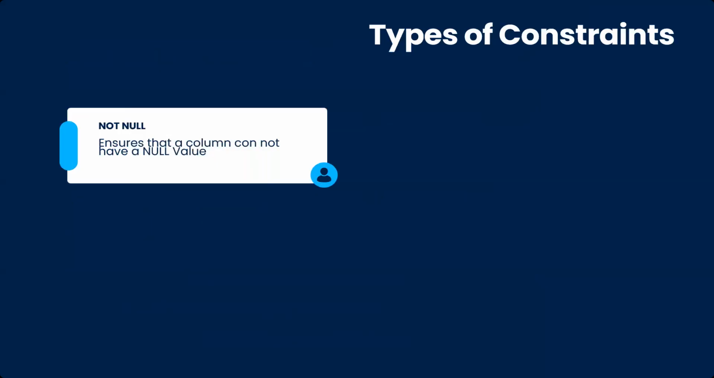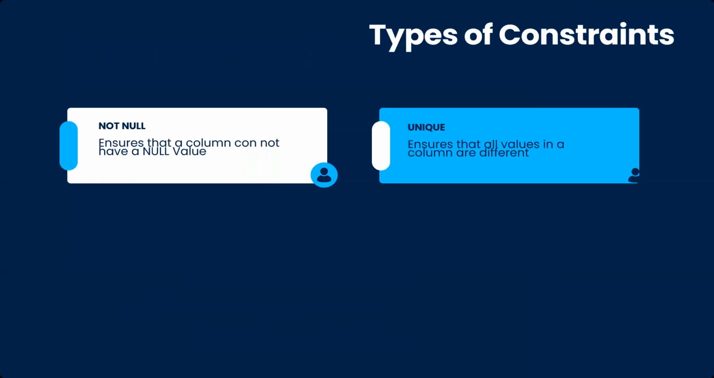Say you want to enter your name, but rather than entering the name, you simply keep it blank. It is not acceptable. That is what not null ensures. Unique is an integrity constraint which ensures that all the values in a column are different from each other. No two values will be the same. That is treated as a duplicate value, and duplicate values are not allowed to be inserted.